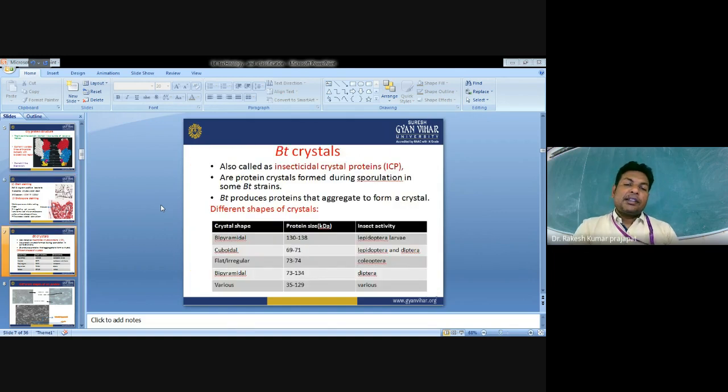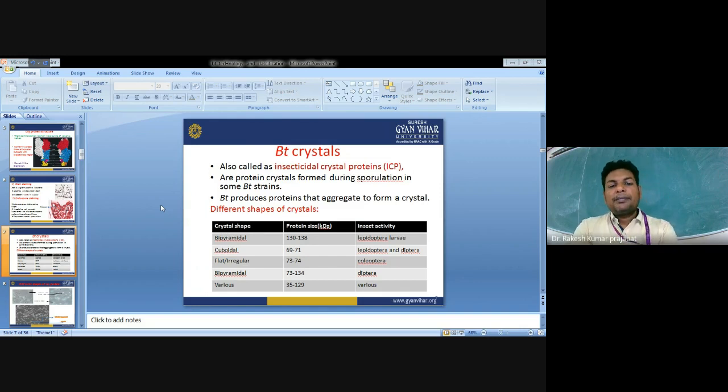Bt crystals are also known as insecticidal crystal proteins. These protein crystals are formed during sporulation in some Bt strains. Bt produces proteins that aggregate to form crystals. If we talk about the different shapes of these Bt crystal proteins, or insecticidal crystal proteins, they have different shapes according to their insecticidal activity.